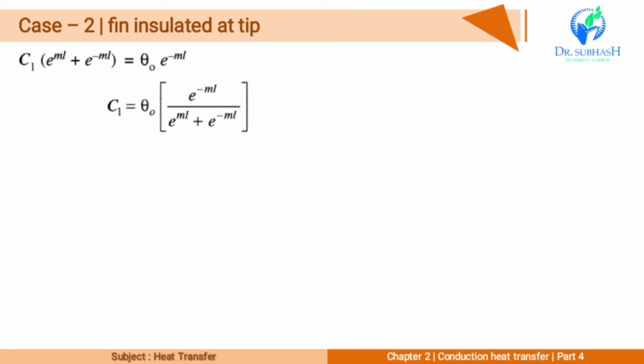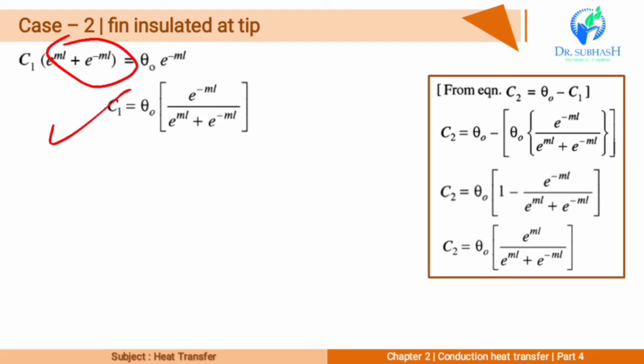So, take C1 common. C1 inside the bracket e raised to ml plus e raised to minus ml is equal to theta 0 e raised to minus ml. We get the value of C1 by simplification. C1 is equal to theta 0 e raised to minus ml divided by e raised to ml plus e raised to minus ml, by shifting this bracket to the right hand side. From the equation C2 is equal to theta 0 minus C1, we get the value of C2.